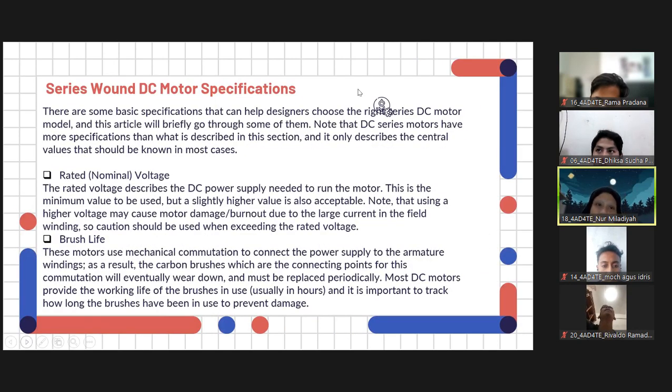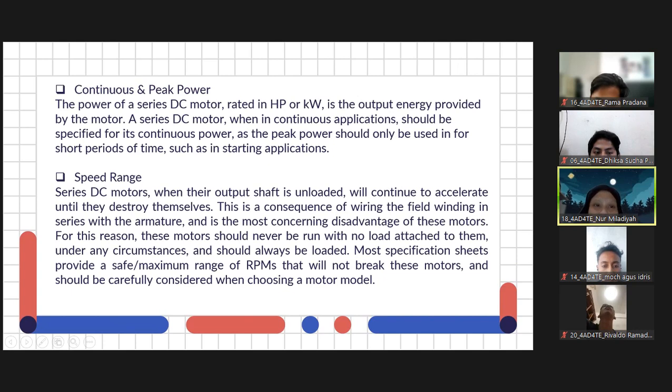And the next is continuous and peak power. The power of a series DC motor, rated in HP or kilowatts, is the output energy provided by the motor. A series DC motor in continuous application should be specified for its continuous power, as the peak power should be used only for short periods of time, such as in starting applications.